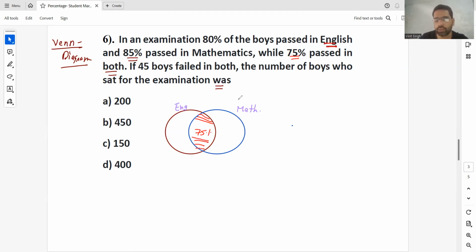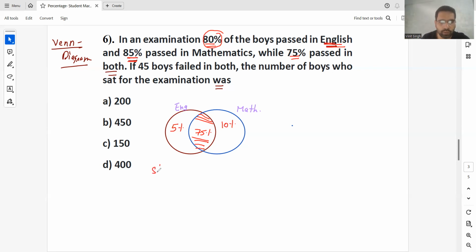The total number of students who passed in English is equal to 85%. 75 is already occupied. Then the remaining will be 80% boys passed in English. So 75 is already occupied in the English area, so the remaining area will be 5%. Now 75 plus 5 is equal to 80%. Similarly, in mathematics, 85% passed in mathematics, 75 already occupied, remaining is 10%.